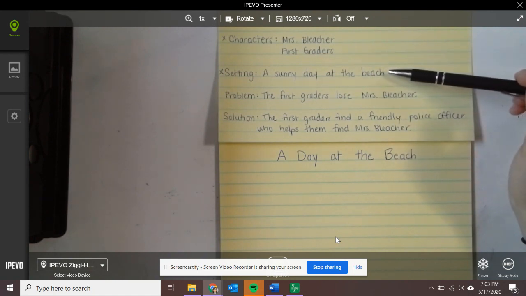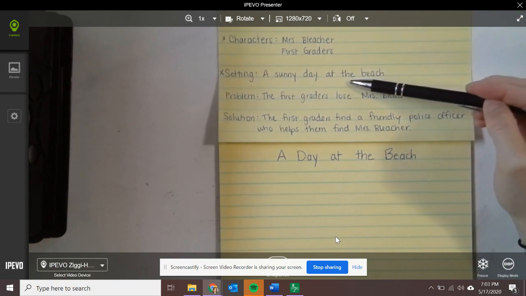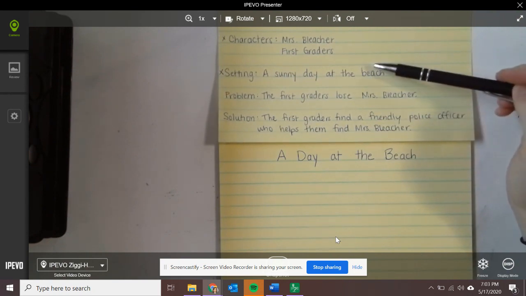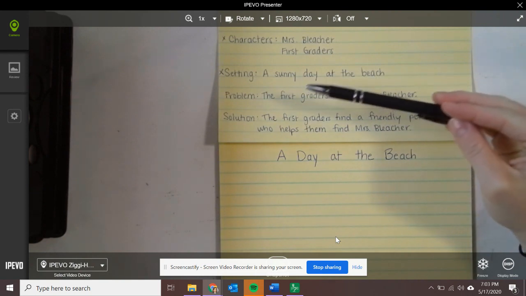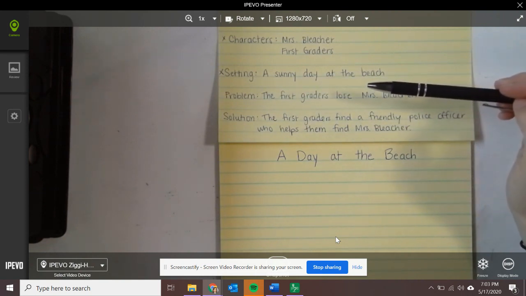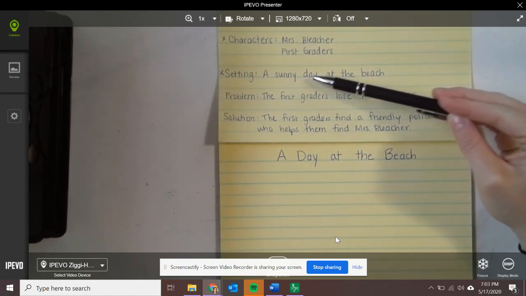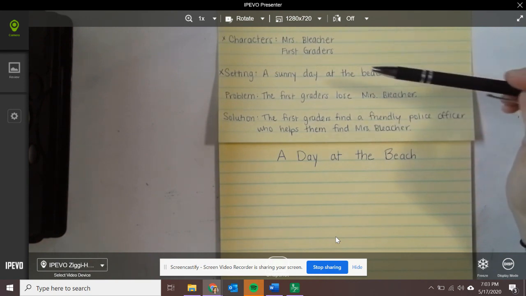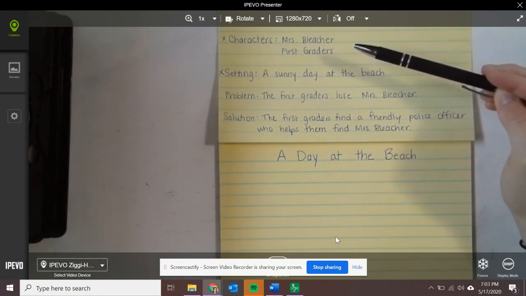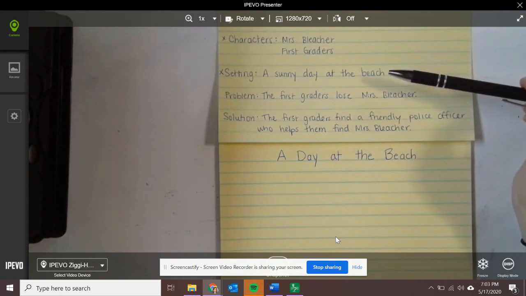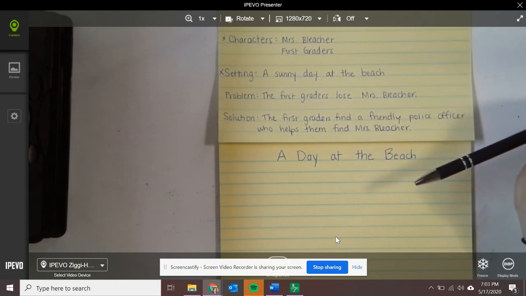The next thing you need to make sure that you have is the setting. Where is your story taking place? And again, this needs to be a little bit more specific. Notice how mine just doesn't say the beach or beach. It says a sunny day at the beach. It tells you more about where my story is taking place and when it's taking place. It's a sunny day. So before we even get started, I want you to make sure that your characters and your setting are ready to go, because all we're going to have to do is take those 2 things that you've brainstormed already and put them into a sentence. Are you ready to see how super simple that is?